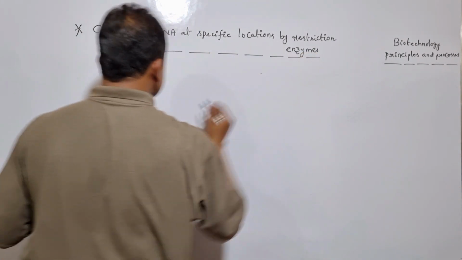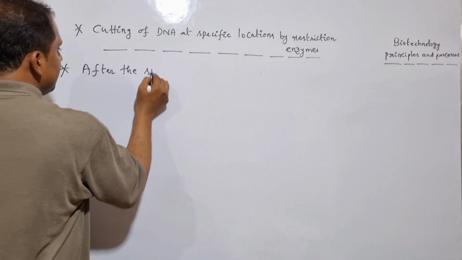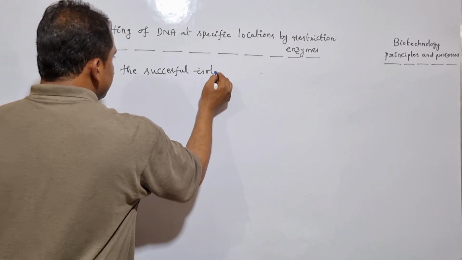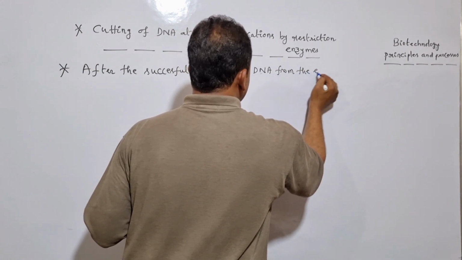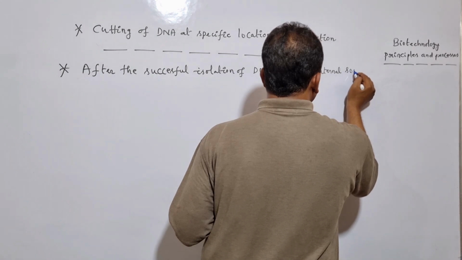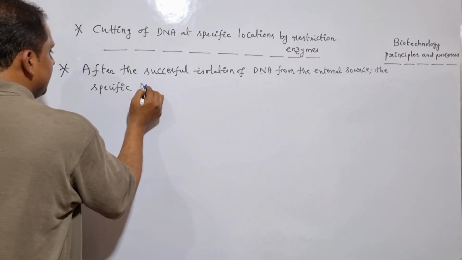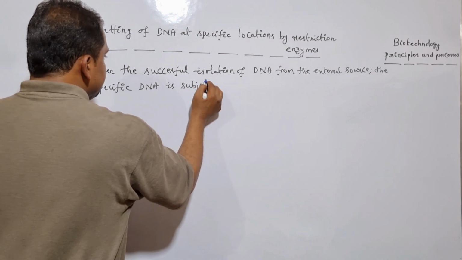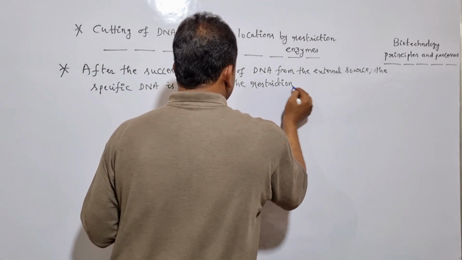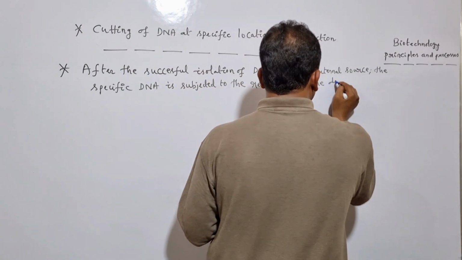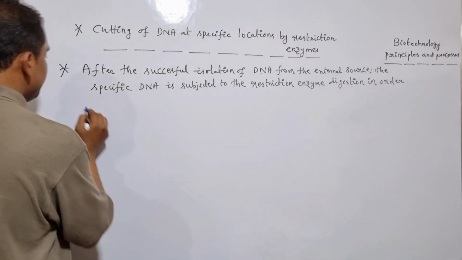So here, after the successful isolation of the DNA from the external source, the specific DNA is subjected to the restriction enzyme digestion in order to yield multiple DNA fragments.